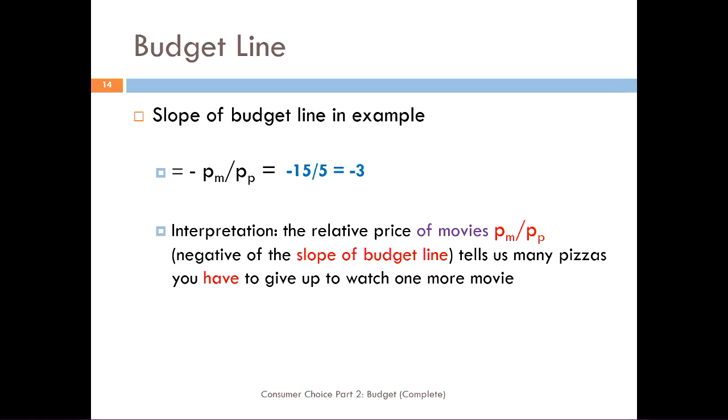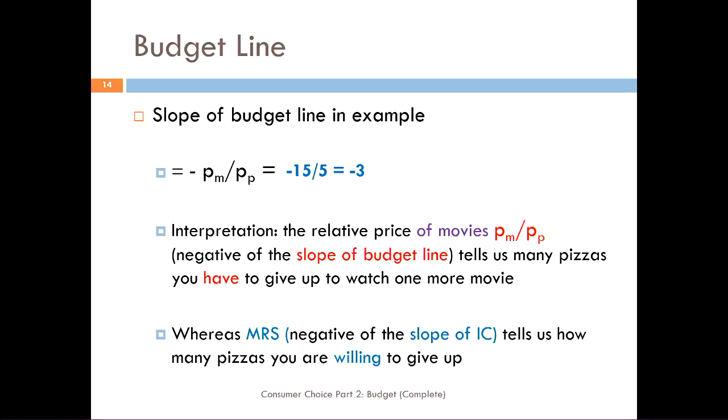Okay? And notice the distinction between the slope of the budget line and the slope of the indifference curve. Remember, we take the minus signs of them. So the minus of the slope of the budget line is PM over PP. The minus of the slope of the indifference curve is MRS, just so we can make them positive numbers. Okay? So notice that the budget line, the relative price of movies, tells you what the market tells you have to give up to consume one more movie.